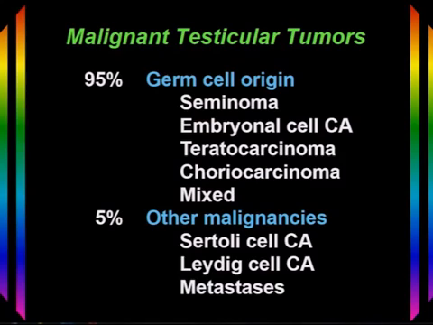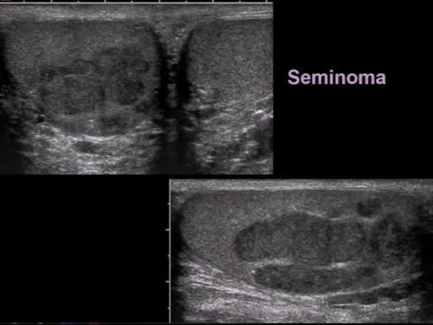About 95% of them will prove to have germ cell origin, being either seminomas, embryonal cell cancers, teratocarcinomas, choriocarcinomas, or a mixed germ cell tumor. We also may find other malignancies inside the testicle, including Sertoli cell or Leydig cell cancers or metastatic disease.